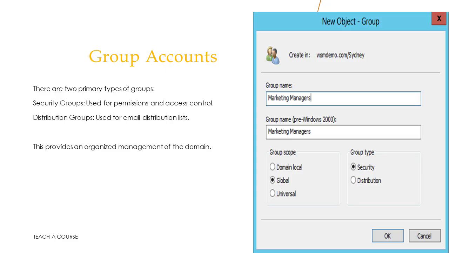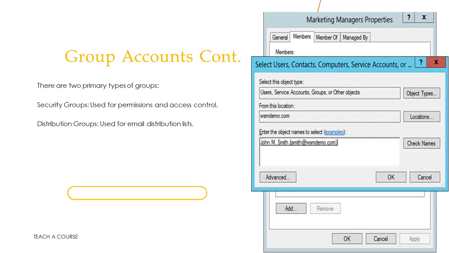User groups are a collection of user accounts with common access requirements. There are two primary types of groups: security groups, used for permissions and access control, and distribution groups, used for email distribution lists. Using groups simplifies our user management, ensuring consistent access and permissions across the organization.